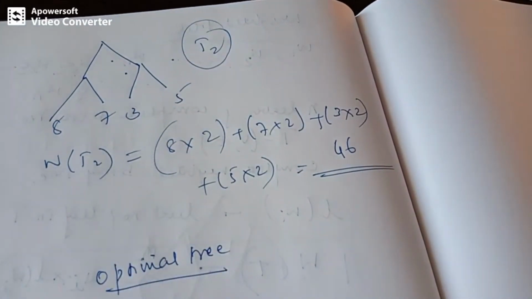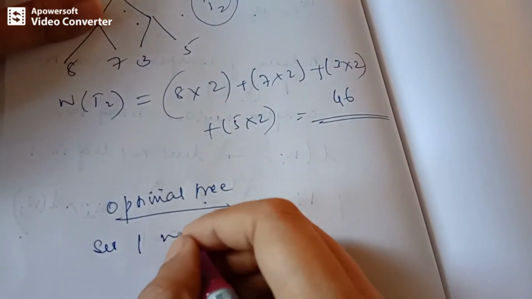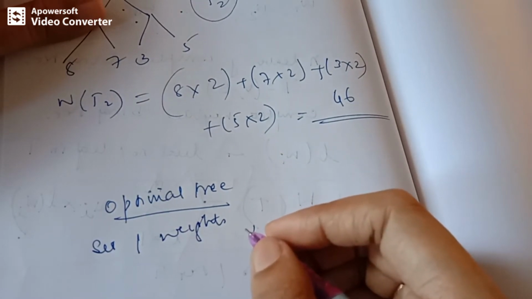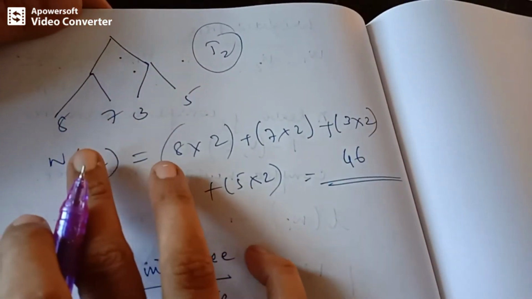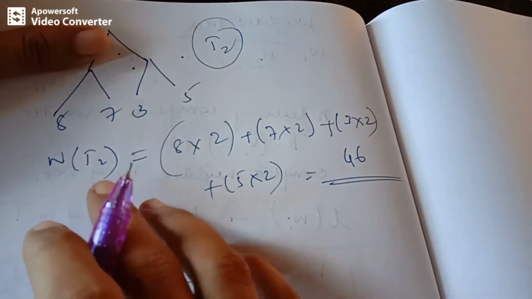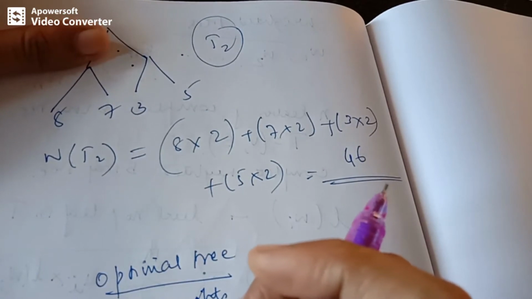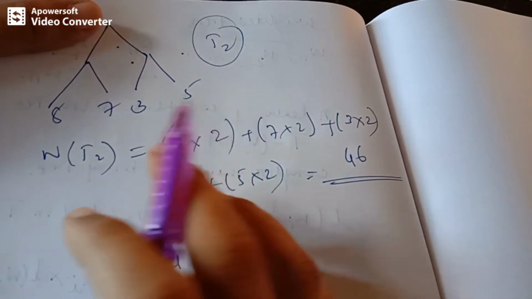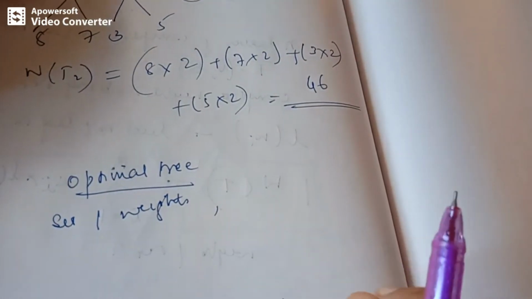What is an optimal tree? So let's say we are given a set of weights and let's say we consider the set of all binary trees whose leaves have weights assigned. Okay, so we are going to consider a set of weights and we are going to find out the set of all those trees wherein the weights are assigned to the leaves, and such a tree which carries the minimum weight.